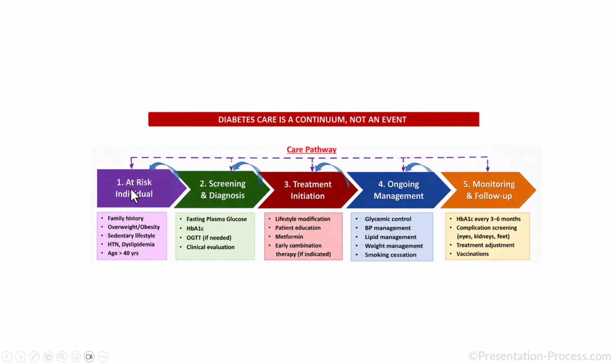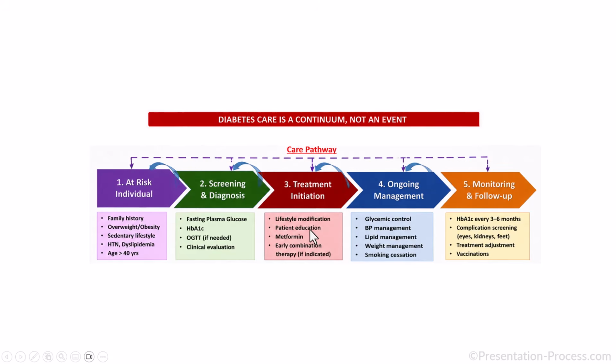So therefore, it makes sense to have this as a linear process. But then, ongoing management and monitoring and follow-up are a circular process, and they happen continuously for the rest of the life of the patient. And therefore, that needs to be shown as a circular relationship here. And then this leads to a better life for the patient.